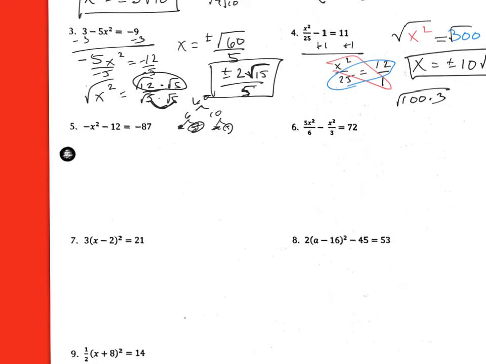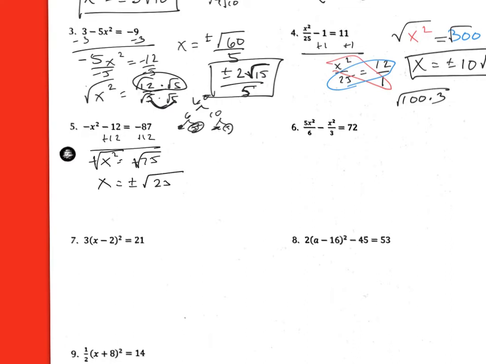Still the same thing. I'm just, again, trying to show you all the weird things that could happen. Here, when we add the 12 to both sides, you get -x squared equals -75. Well, you can multiply both sides by -1. You could divide both sides by -1. But the idea is you can't take the square root of a negative number, so you got to make both sides positive. So now we can take the square root.